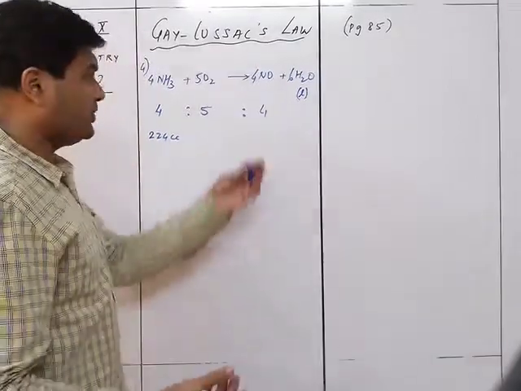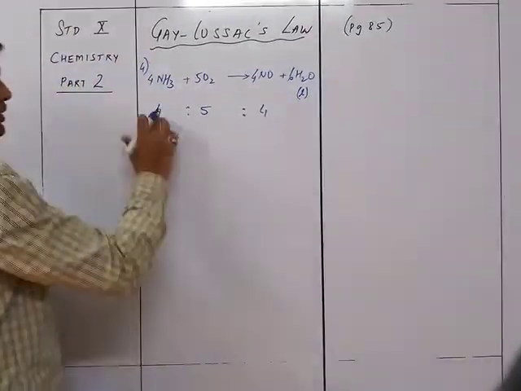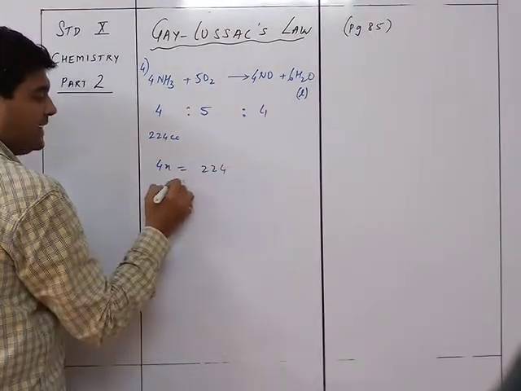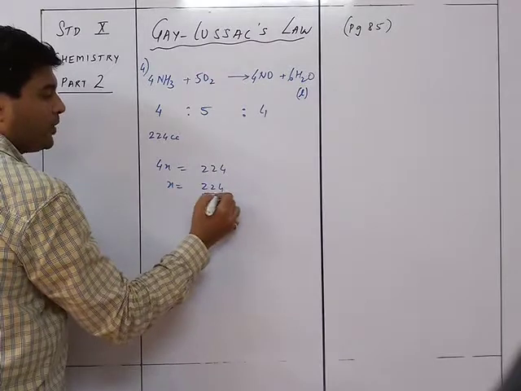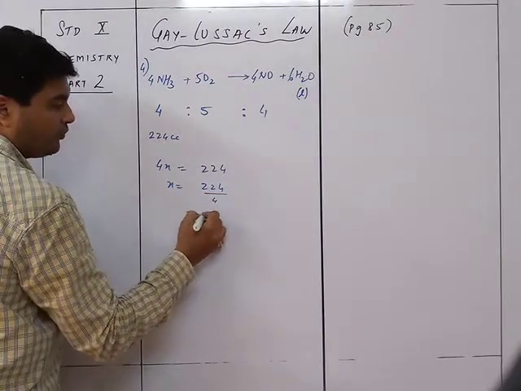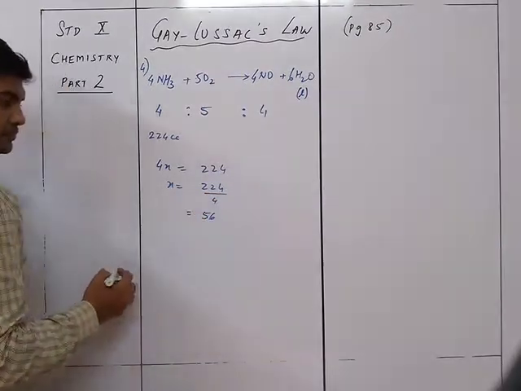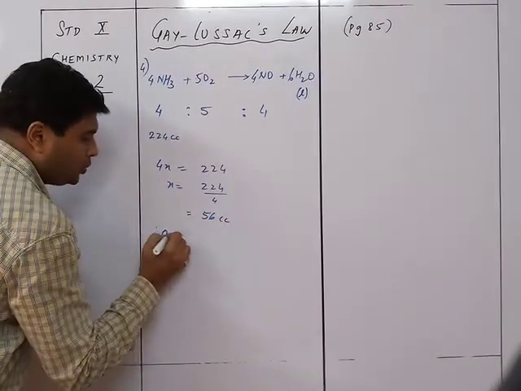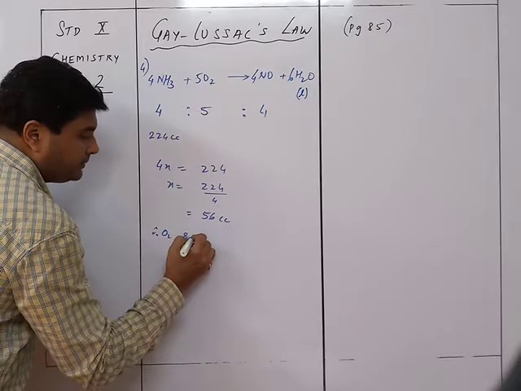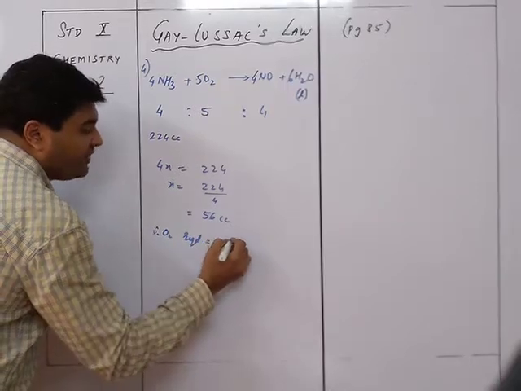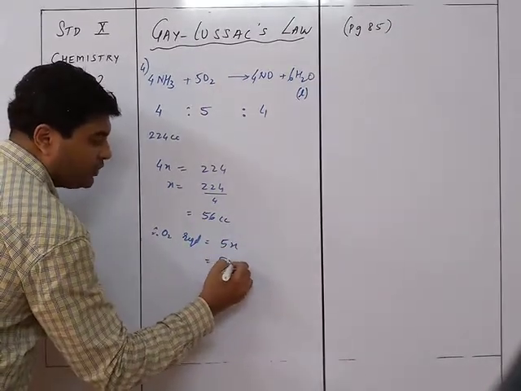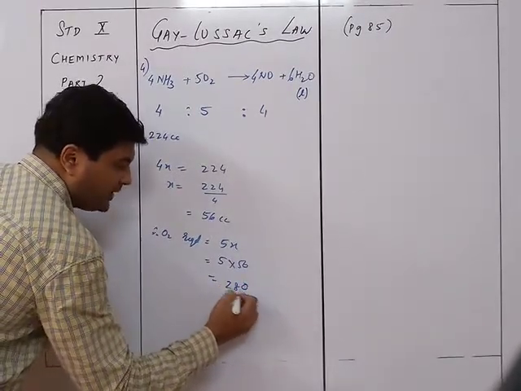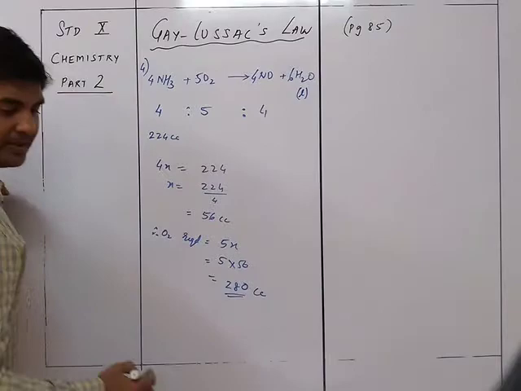Only oxygen is required, so we don't require anything on this part. So we know that 4x equals 224, so x equals 224 upon 4, which is equal to 56 cc. Therefore O2 required will be equal to 5x, which is 5 into 56. 5 sixes are 30, 25, 28. So 280 cc will be the answer.